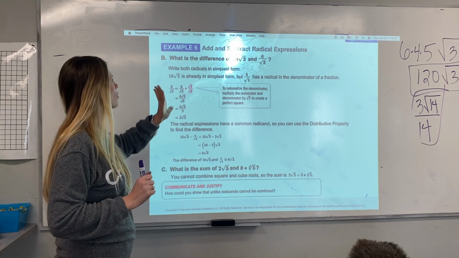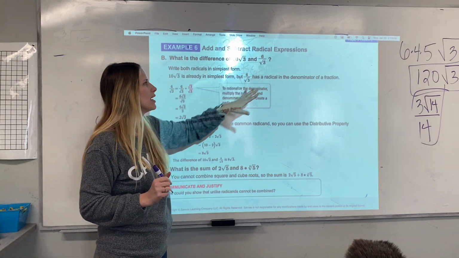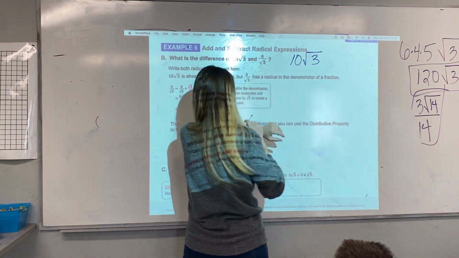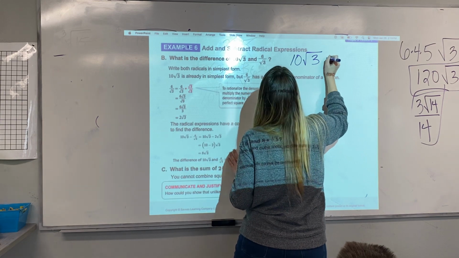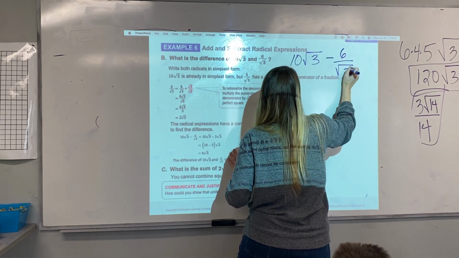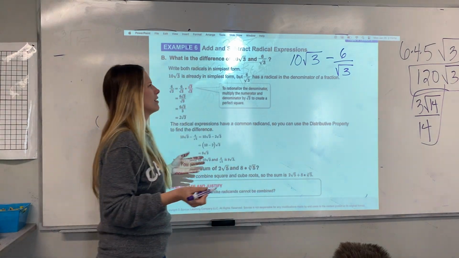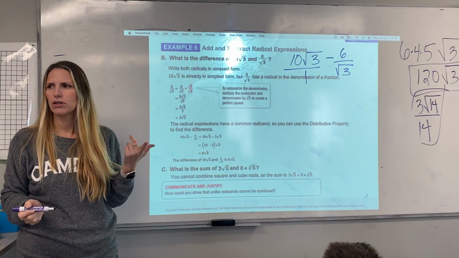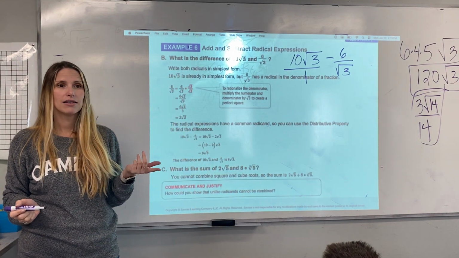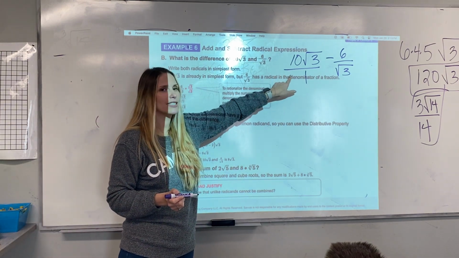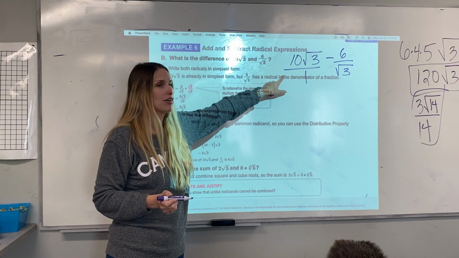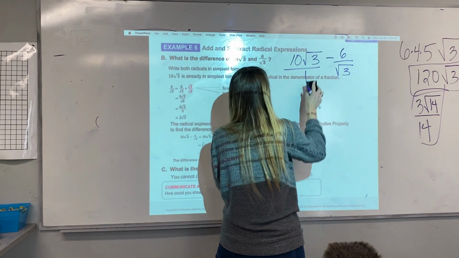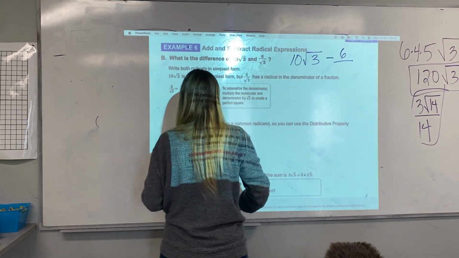Okay, so now it's asking for the difference between these two. Now that looks really weird. We're going to have to subtract 10 radical 3 minus 6 over radical 3. Now, what's this over? 1. The only way I can subtract fractions is if I have a common denominator. You can go about it either way, but you'll actually end up having to convert it back.